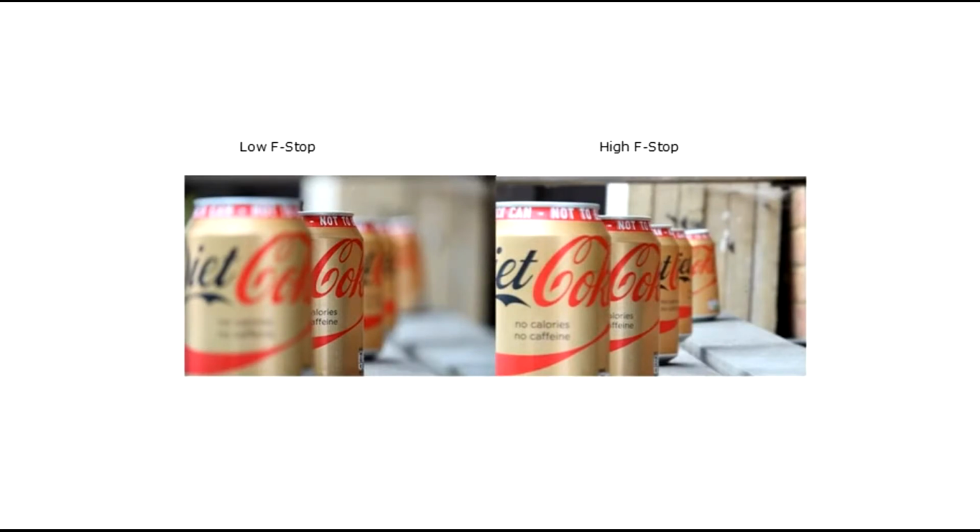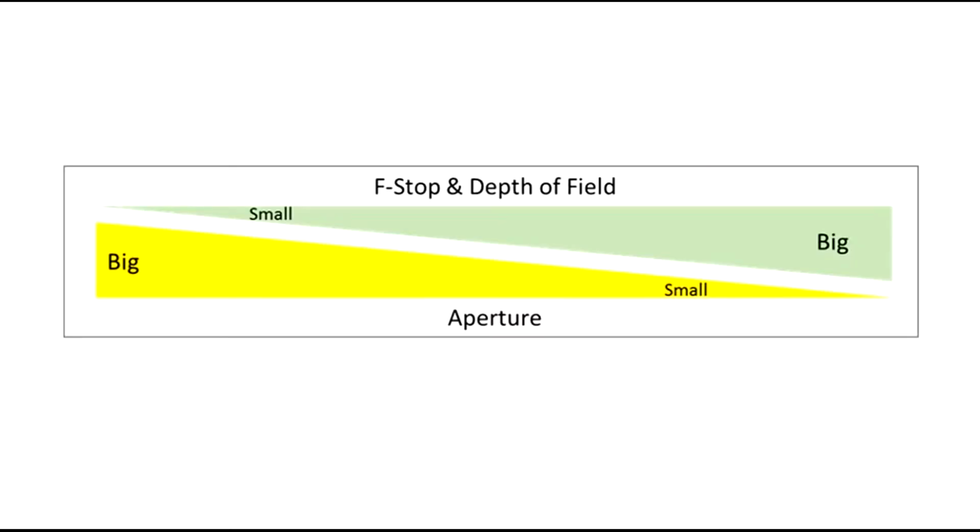Whereas with the high f-stop number and the high depth of field, as you can see, a lot more of the photograph is very sharp and not blurred. So quite a contrast there between the low f-stop, low depth of field, and the high f-stop, high depth of field. Now this is an area where people can get confused, so I've created this little table to hopefully explain it and simplify it for you.